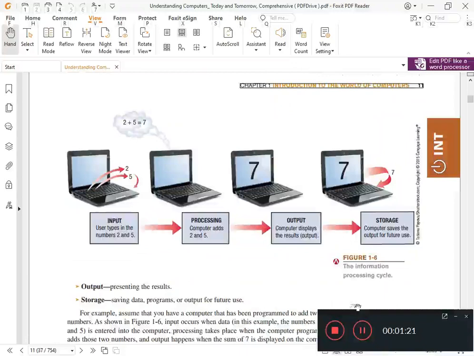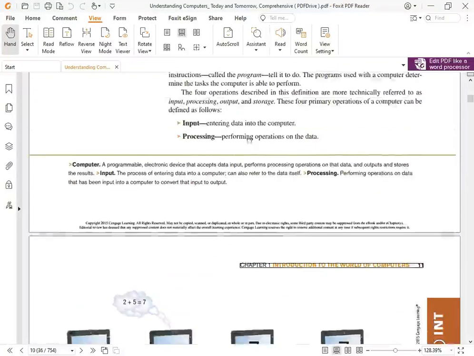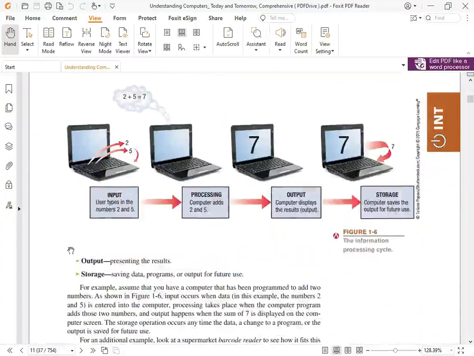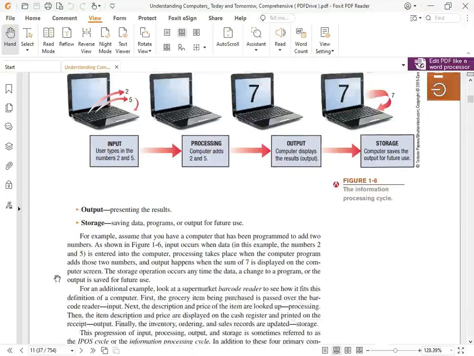Output, presenting the results of processing, can also refer to the results themselves. Storage: the operation of saving data, programs, or output for future use. Communications: the transmission of data from one device to another. Data: raw, unorganized facts. Information: data that has been processed into a meaningful form. Output, presenting the results. Storage, saving data, programs, or output for future use.